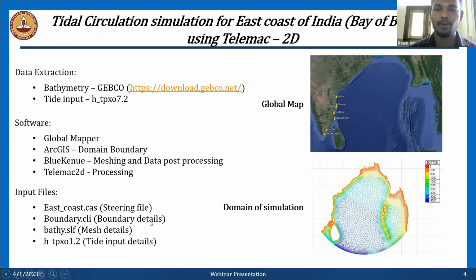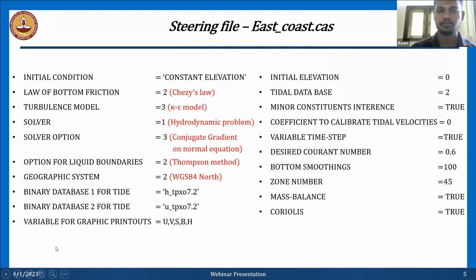The bathymetry file is the topography bathymetry that we are getting from the JEPCO, and the tidal input is given as a data set from the TPXO. This is the steering file, that is the .cas file. In this, these are the various components that we are giving as input. There will be a series of input variations. We have to select whatever we require based upon the manual supplied by Telemac. The initial condition is a constant elevation. Our water surface is constant.